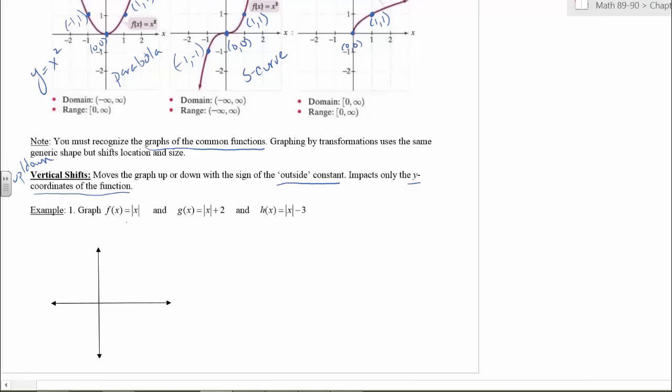And remember, on this graph, we follow 3 points. And remember, the 3 points are 0, 0, 1, 1, and negative 1, 1. And so if I come in and graph, I have 0, 0, 1, 1, negative 1, 1. And so I'll draw this graph in blue.